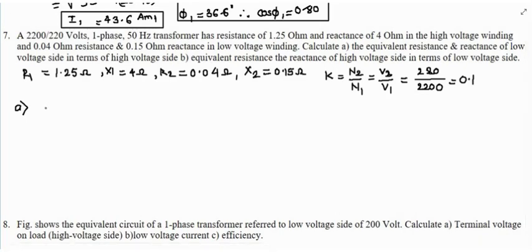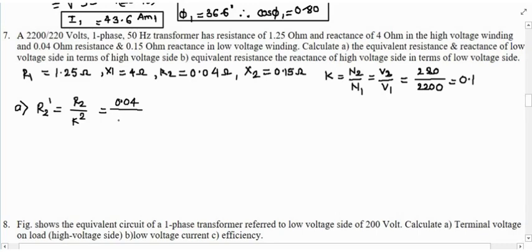Now we have to find out all the quantities, that is resistance and reactance referred to the high voltage side first. What is your part? Equivalent resistance and reactance of low voltage side in terms of high voltage side. Means we have to find out resistance and reactance referred to the primary side. So secondary resistance referred to the primary side, we have studied, is nothing but R2 by K square. What is R2? R2 is 0.04 divided by 0.1 square. So you will get this as 4 ohm.